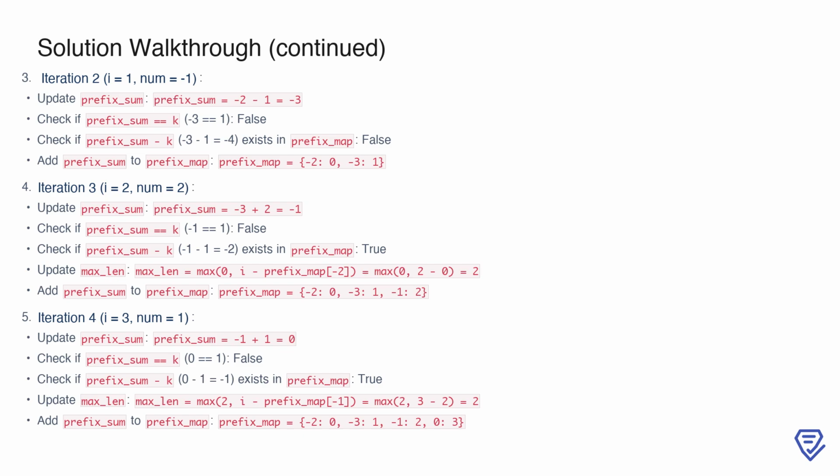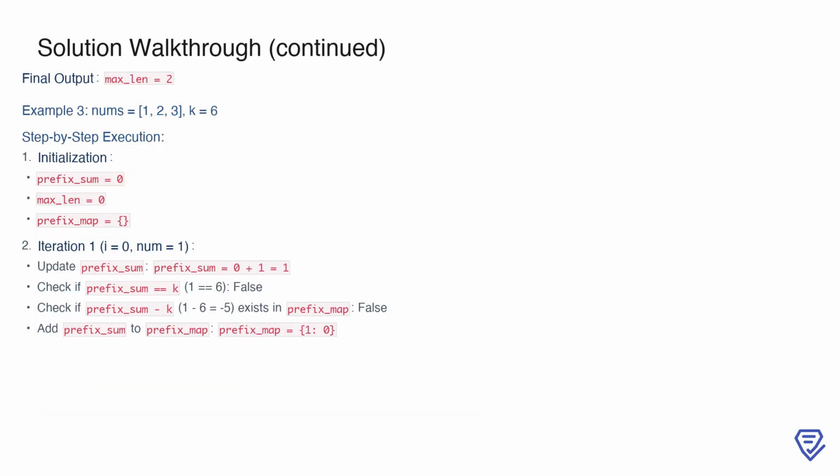In the fourth iteration, where i equals 3 and number equals 1, updating prefix_sum gives 0. While this does not equal k, prefix_sum - k equals -1 is found in prefix_map at index 2. We calculate the subarray length as i minus prefix_map[-1], which is also 2, so max_len remains unchanged. We add prefix_sum with its index to prefix_map. At the end of this example, the maximum length of a subarray that sums to k is 2.